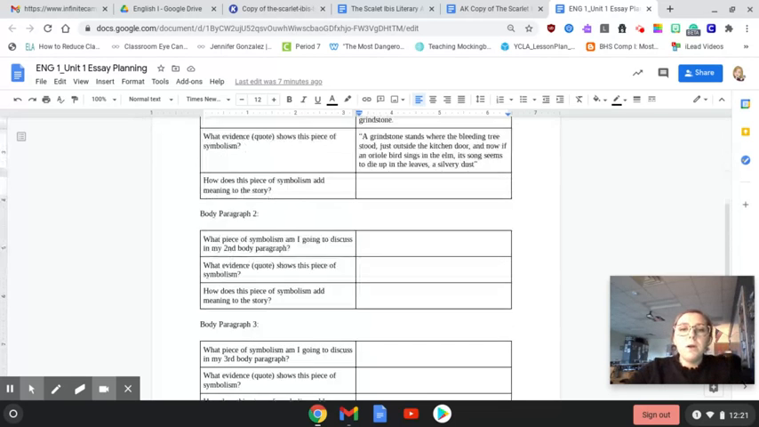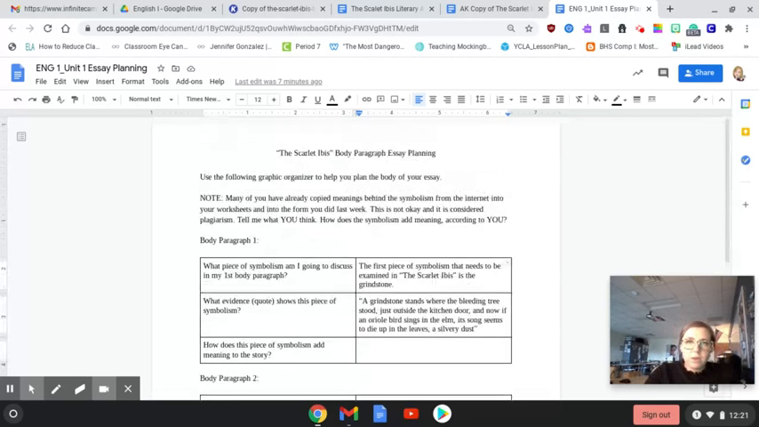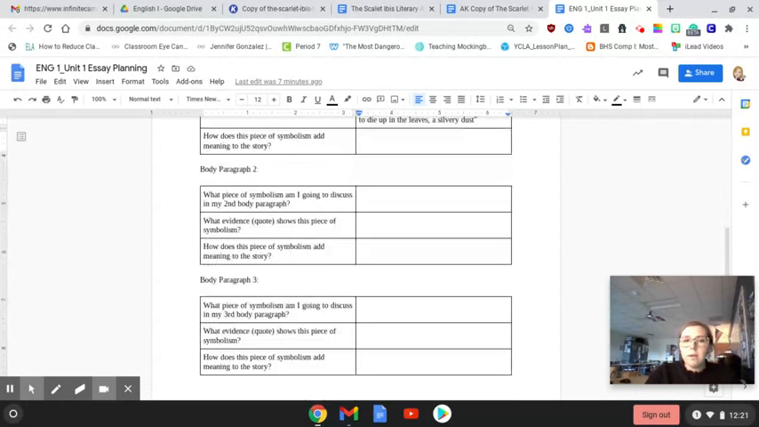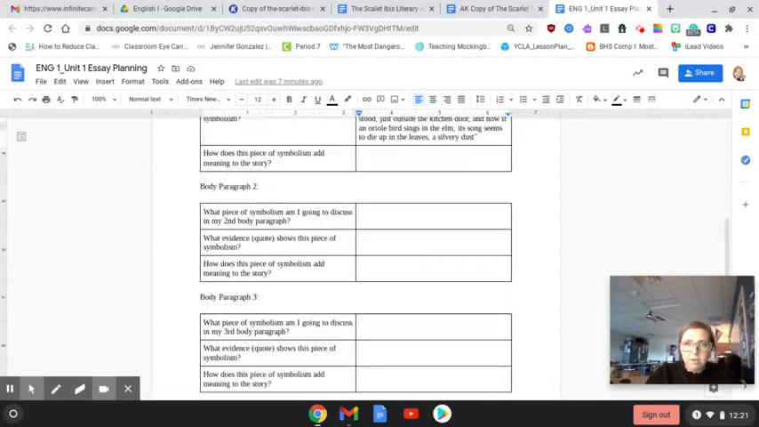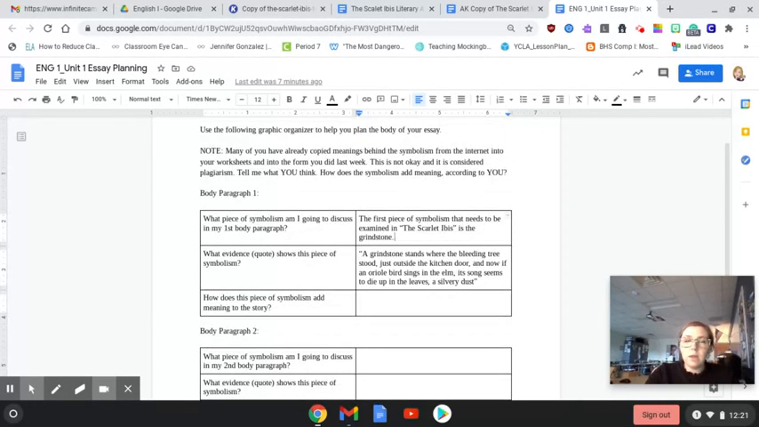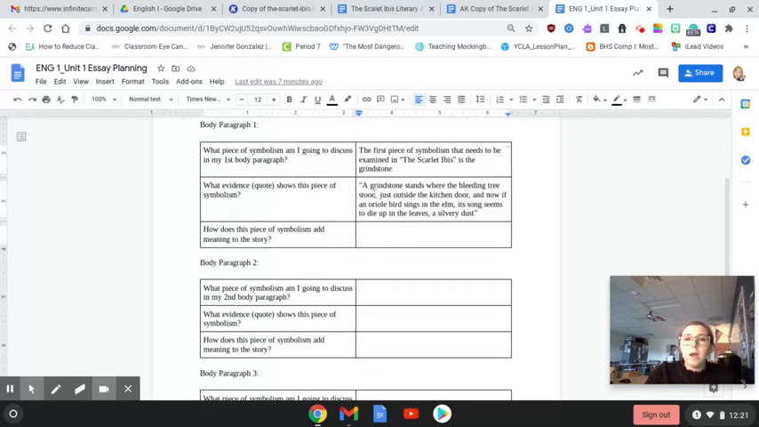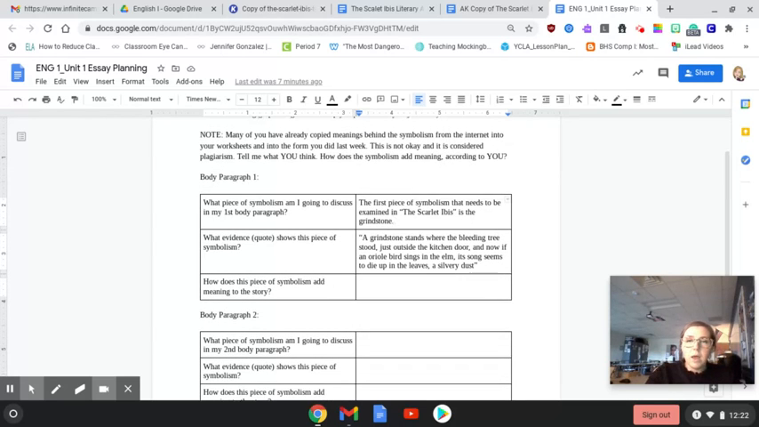So before we do our rough draft, you are going to complete this graphic organizer. And you're not even going to focus on the conclusion or the introduction today. You're only going to focus on the body paragraphs. So you are going to identify the 3 pieces of symbolism that you're going to discuss in the story. You're going to find a quote to support that example, and then you're going to tell me how it adds meaning to the story in this graphic organizer. So I'm going to go over a bit of an example right now with you all.